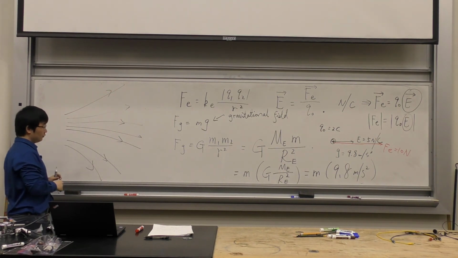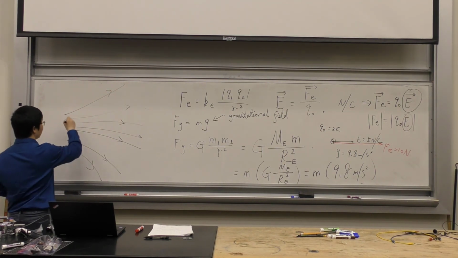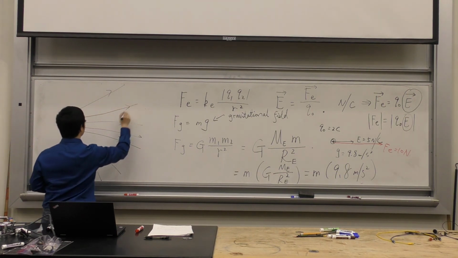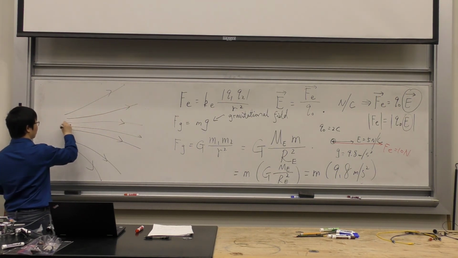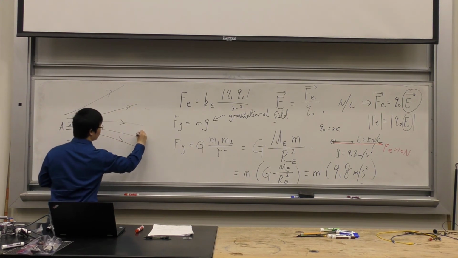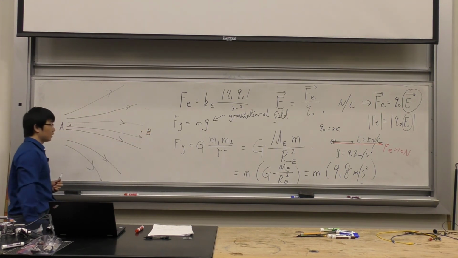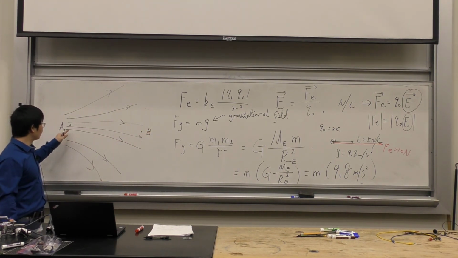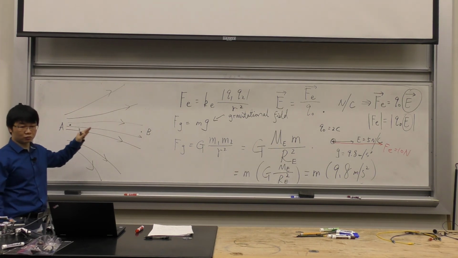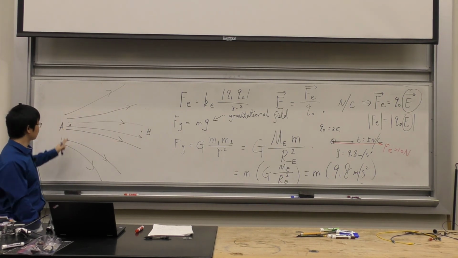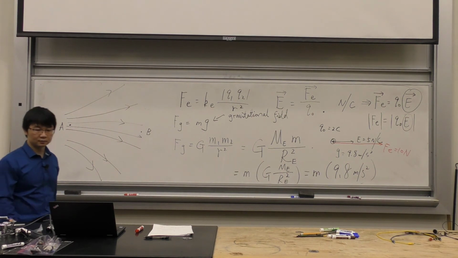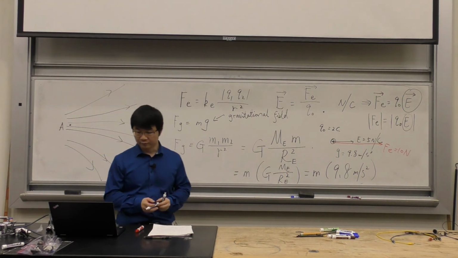Okay, so even though you can't really see the value of the electric field at any point, you can figure out this point A and this point B. At least I know that the strength of the electric field at point A is going to be stronger than point B, right? Because these lines are very close in this region. Okay, so I hope that's intuitive, right?